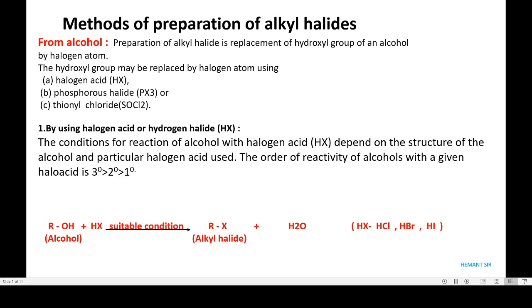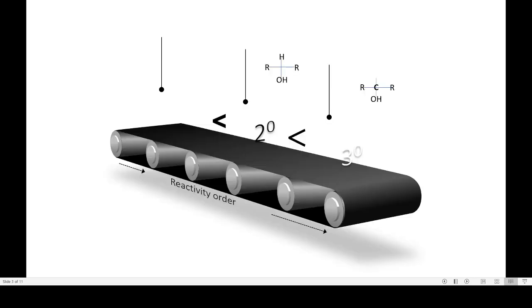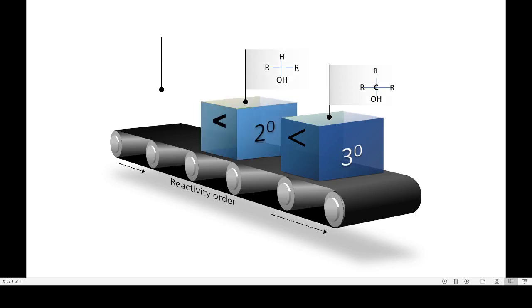What suitable condition means: sometimes we need a catalyst to complete the reaction. Sometimes we need the temperature. Sometimes we need a different kind of reactant and reagent, like primary, secondary and tertiary alcohol. Let's see what is primary, secondary, tertiary alcohol.